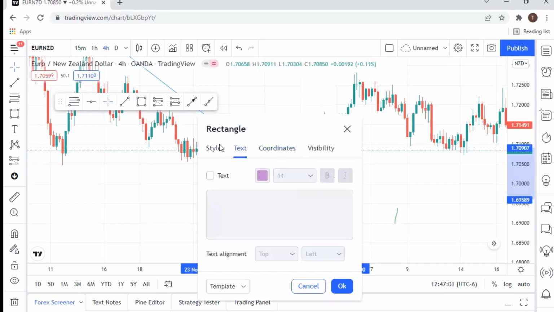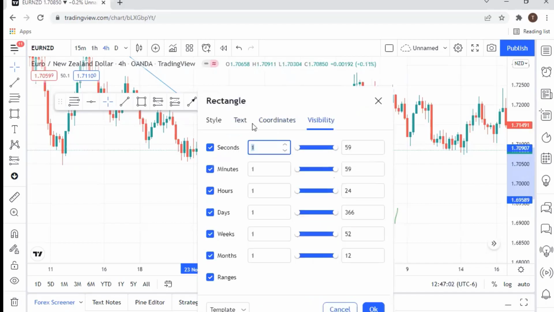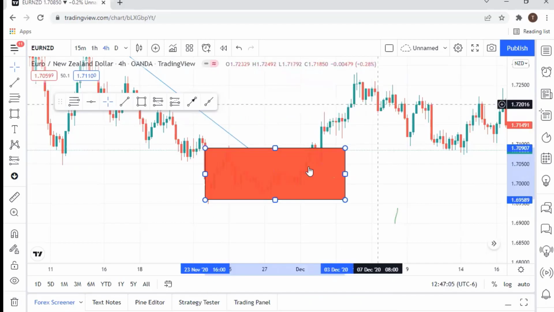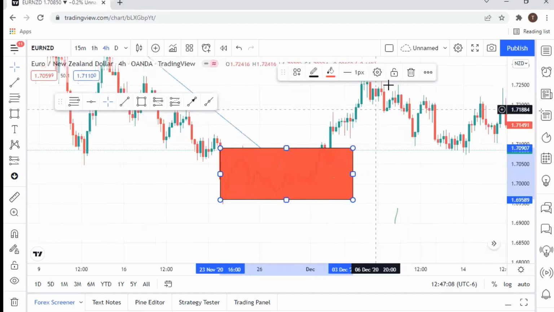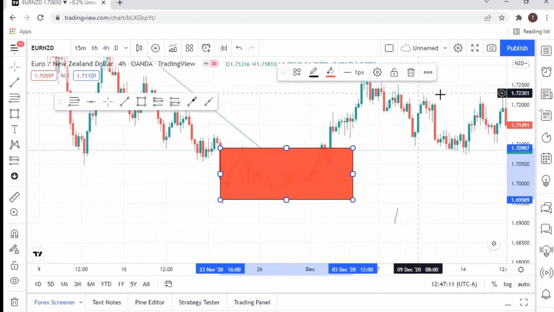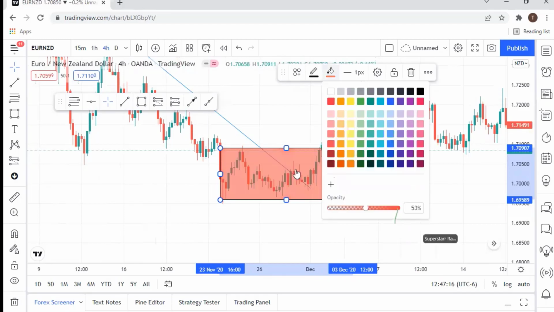So let me reduce the visibility of this now here. I don't know, but this is basically what you should do. I want to reduce the color so that it will be more bright. That's it here. Right. So yeah, that's it here.